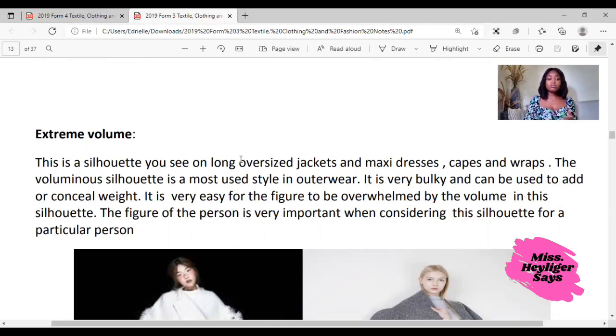All right. So the silhouette, you can see the long oversized jackets, maxi dresses, capes, wraps, etc. It's just to create volume. So this can create the illusion of added figure or added body or added volume, and it can also conceal what you don't necessarily want to show off. So for example, I had a student that was telling me, okay, this reminds me of Billie Eilish. And even though Billie Eilish is not a large person, the clothes she wears sort of conceals whatever she doesn't want to show, right? So your extreme volume can conceal added figure or it can create the illusion of added figure.